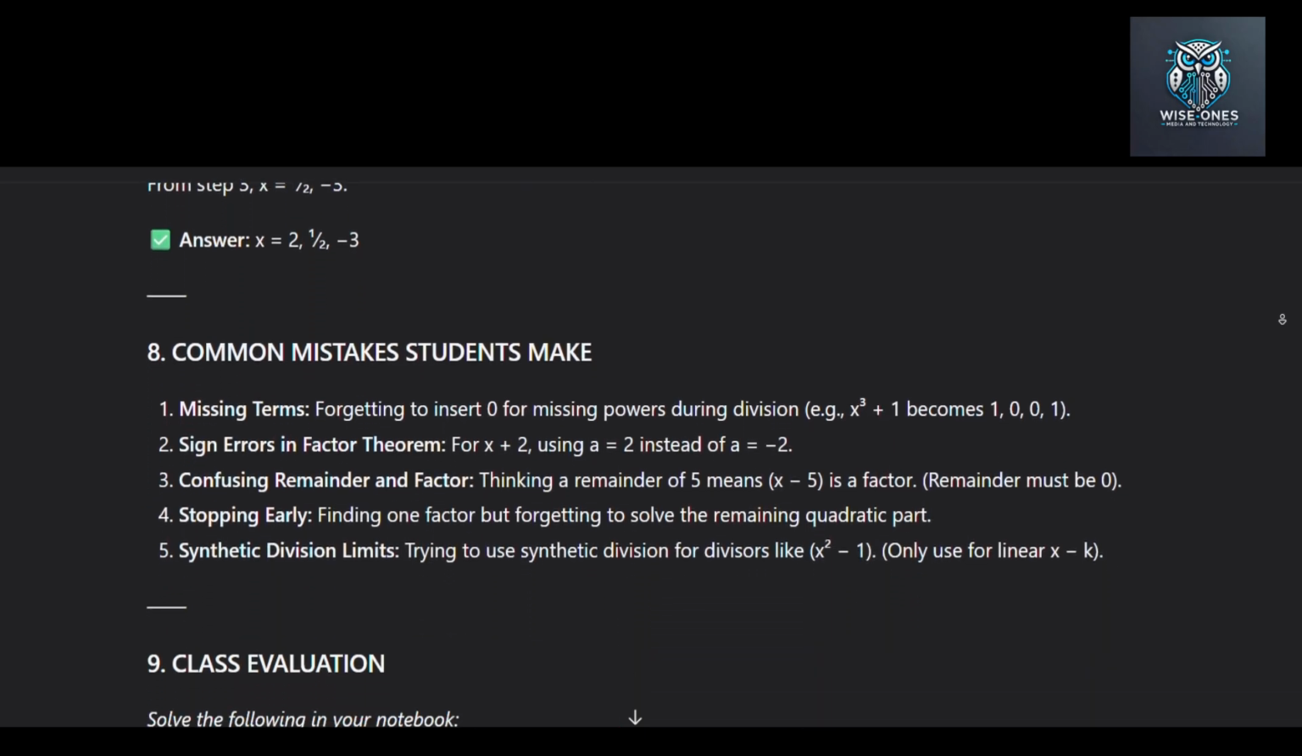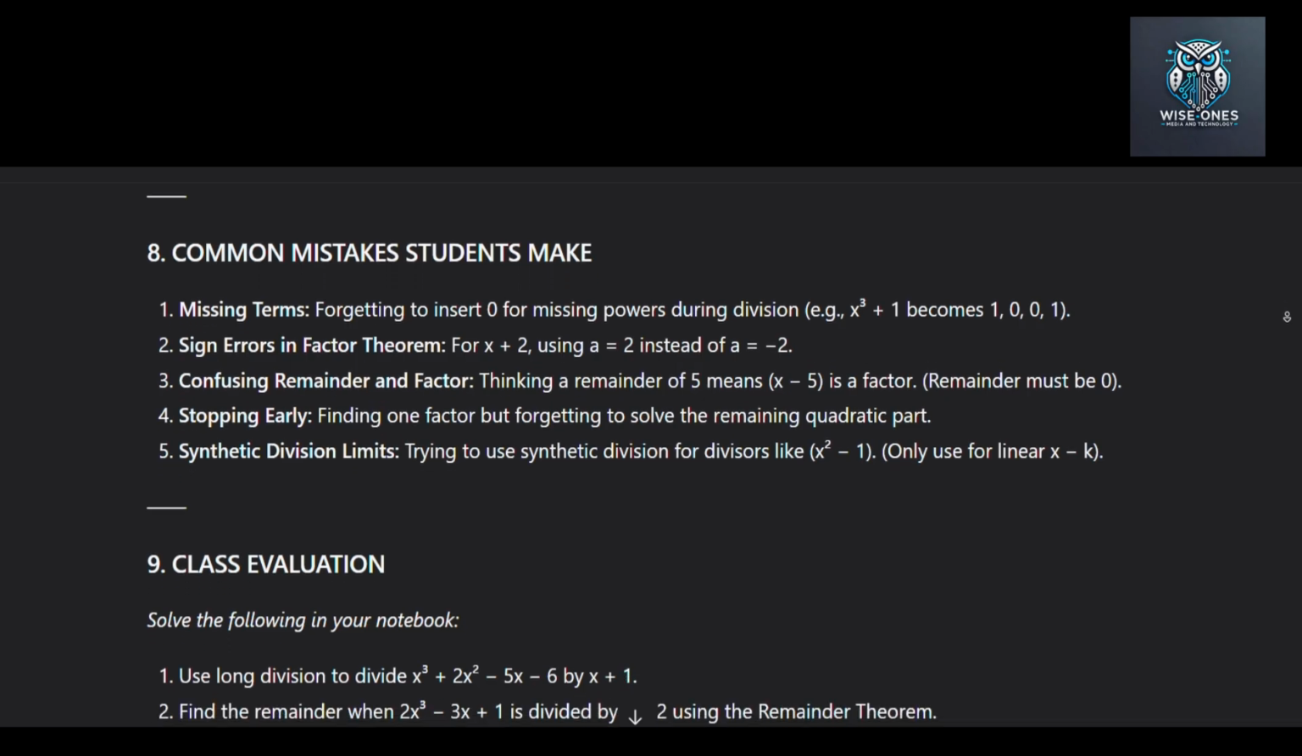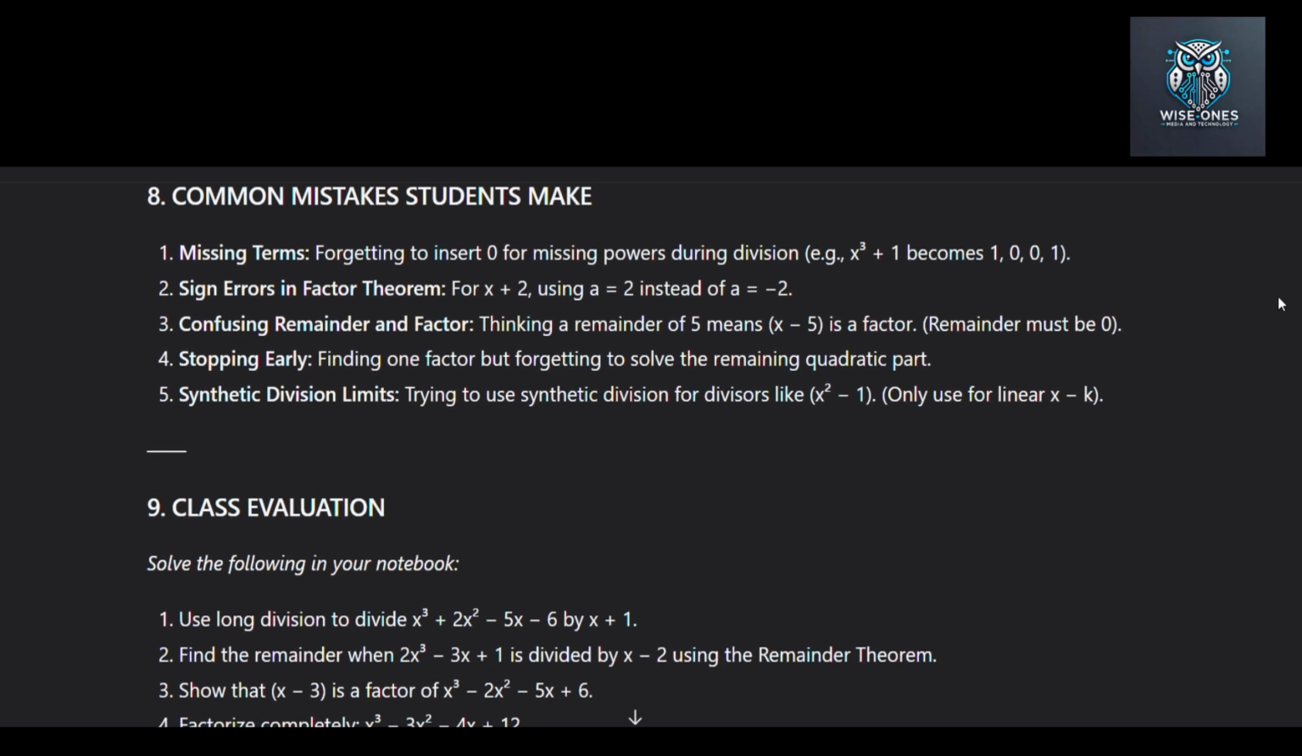Now, I want to warn you about common mistakes students make. Section 8. Mistake number 1. Missing terms. Forgetting to insert 0 for missing powers during division. For example, x cubed plus 1 becomes coefficients 1, 0, 0, 1. Do not forget the zeros.